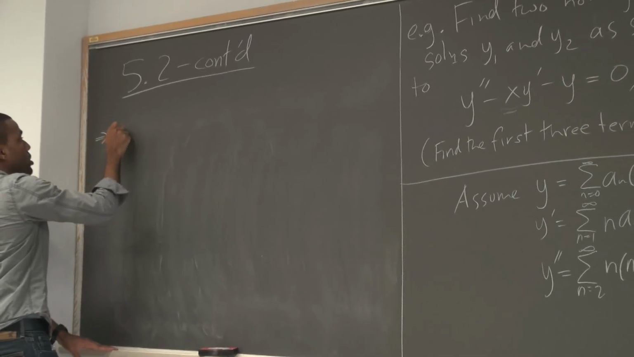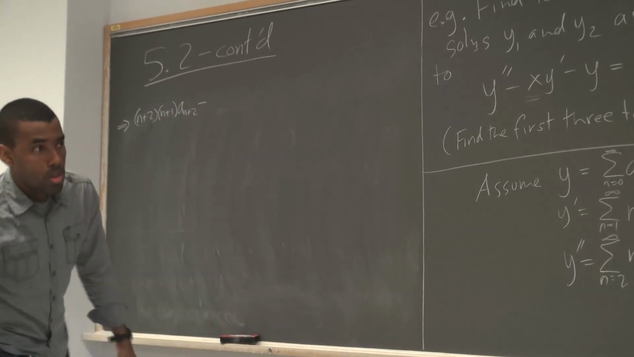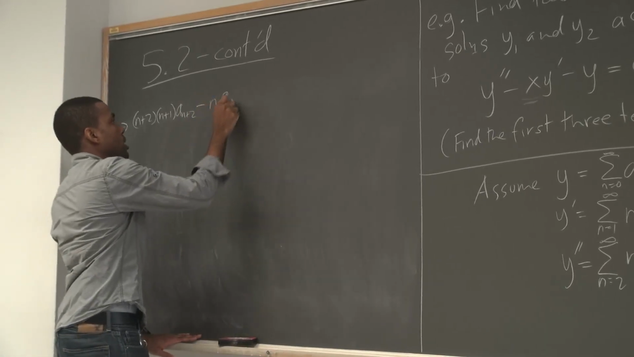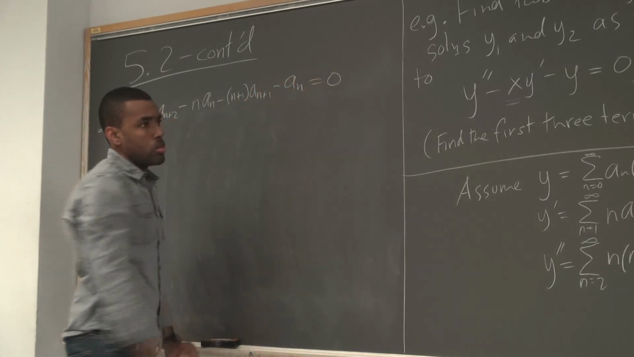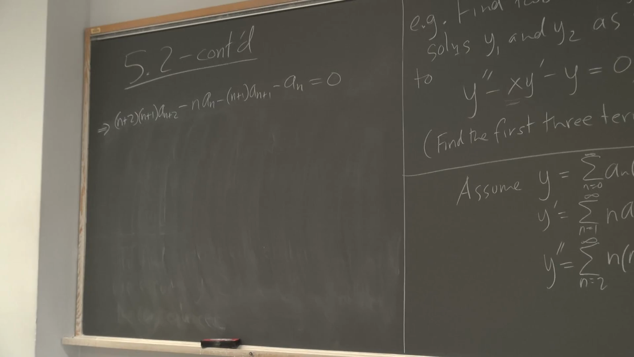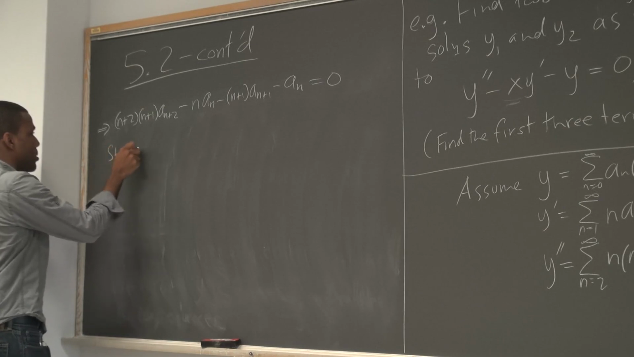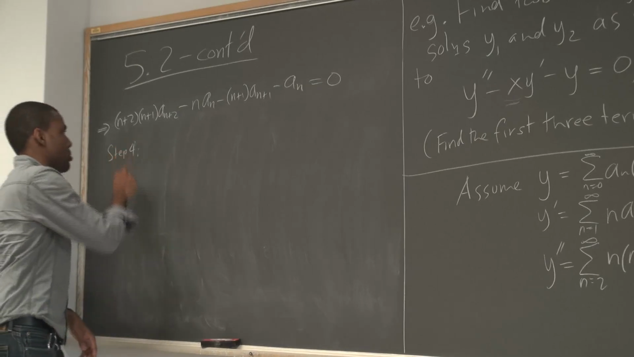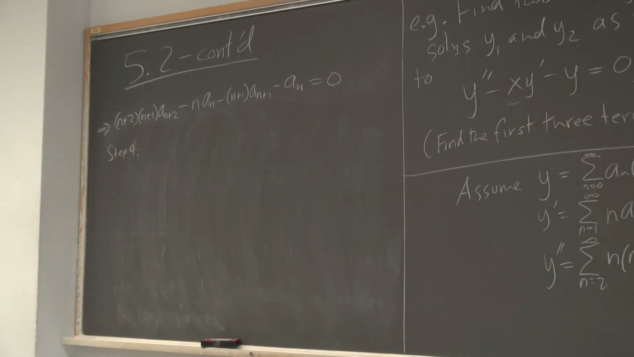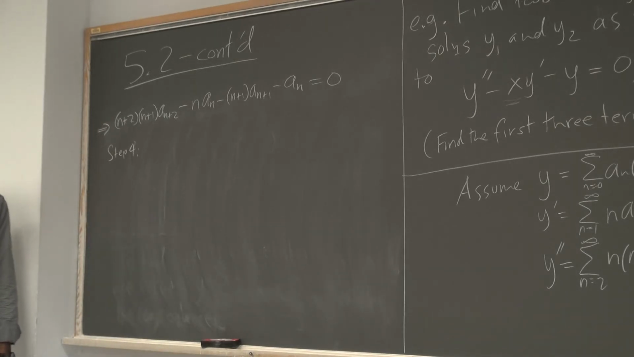This gives us (n+2)(n+1)a_{n+2} minus n a_n minus (n+1)a_{n+1} minus a_n equals 0. I'll call this setting to 0, step 3. Okay, what do we do now? What's the next thing?